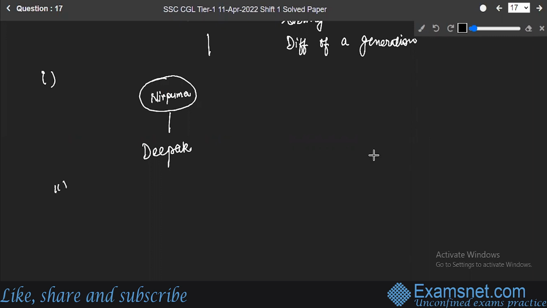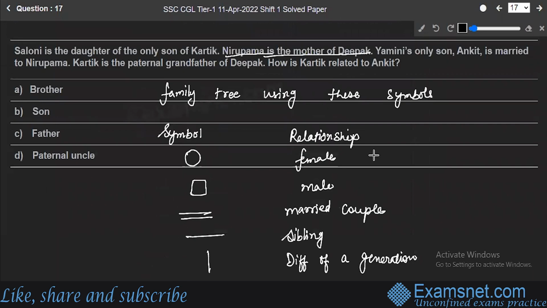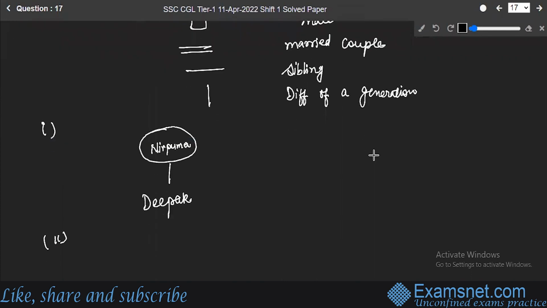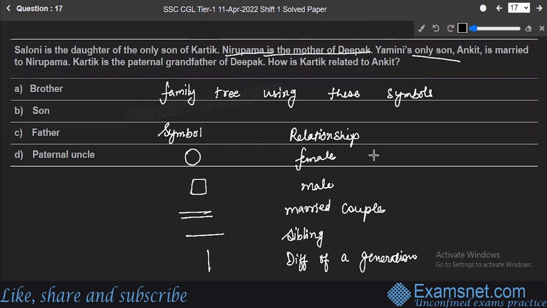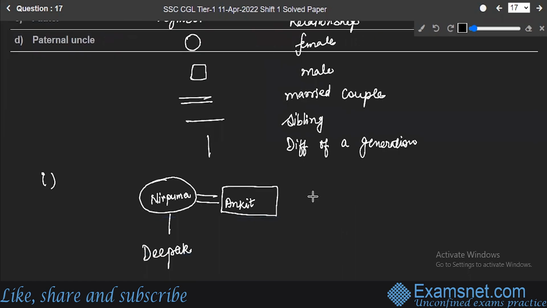The second situation is Yamini's only son, Ankit, is married to Nirupama. Okay, so this one, I'll draw it over here only. So the second one, Yamini's only son, Ankit. So Ankit is a male. Correct? So he is Yamini's only son, right? So here is Yamini.